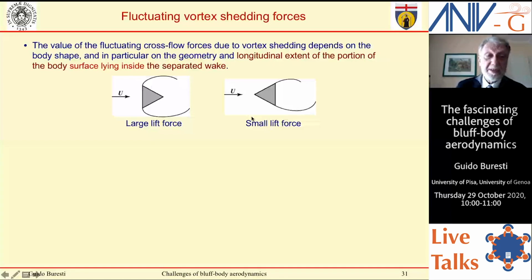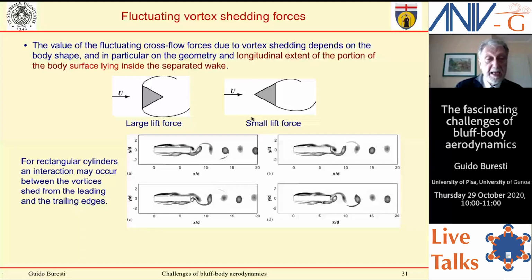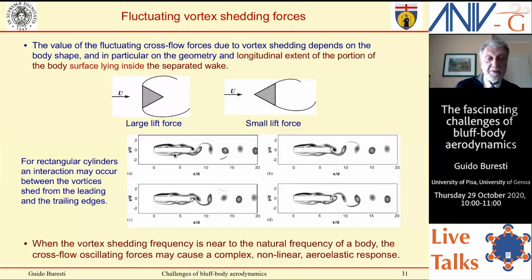Now, you may have more complex vortex shedding for a rectangular cylinder, because you have the shedding from the sharp leading edge, which interacts with the shedding from the rear edge, and these vortices move. Also in this configuration, you may have fluctuating torsional moments, which obviously may be dangerous. And obviously, if the vortex shedding frequency is near the natural frequency of the body, you may have an erratic response, which we will see in a moment is rather complex and nonlinear.